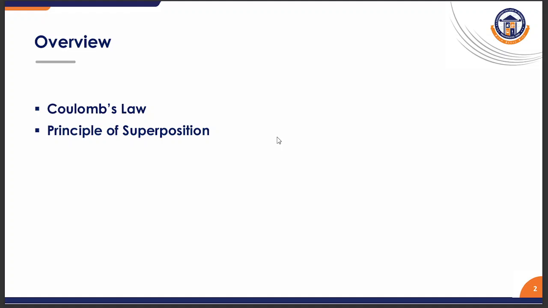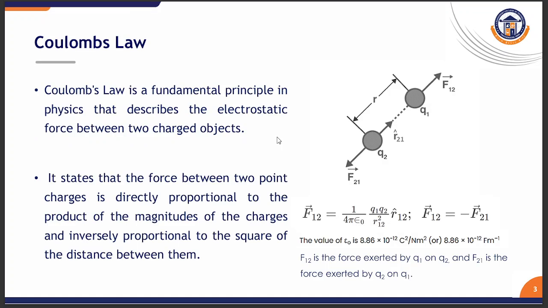According to the law, the magnitude of the force between two stationary point charges depends on three important factors. The first factor is the magnitude of the charges themselves. The force between two charges is directly proportional to the product of the magnitudes of the charges. This means that if one charge is doubled, the force becomes twice as large. If both charges are doubled, the force becomes four times larger.